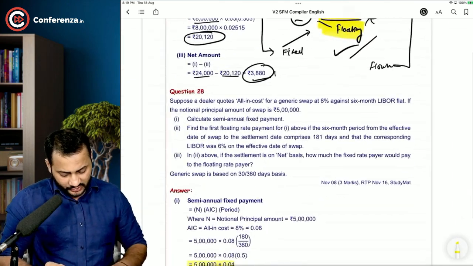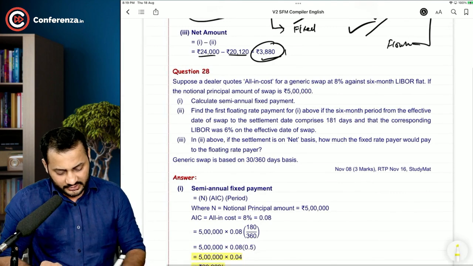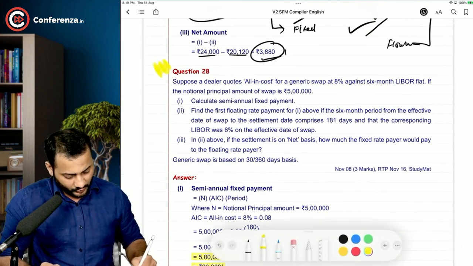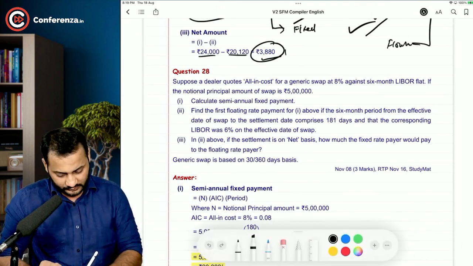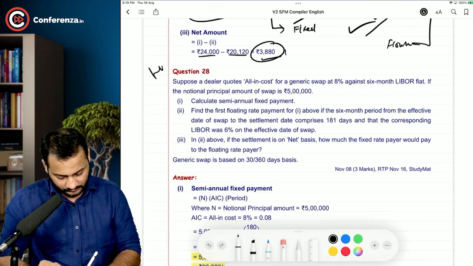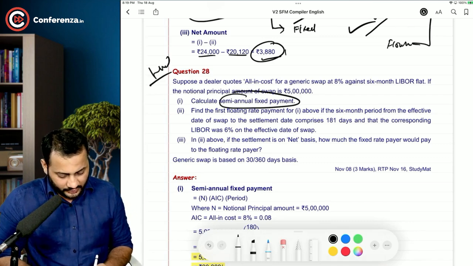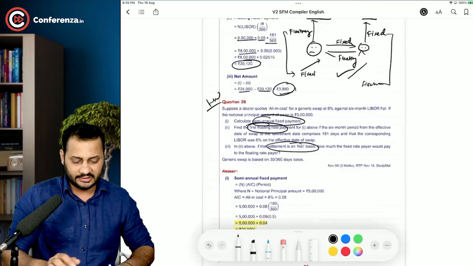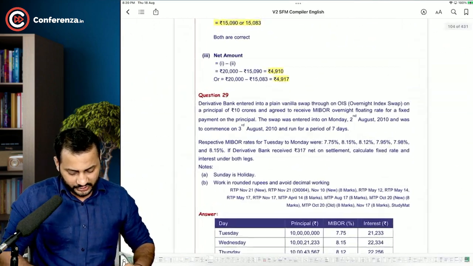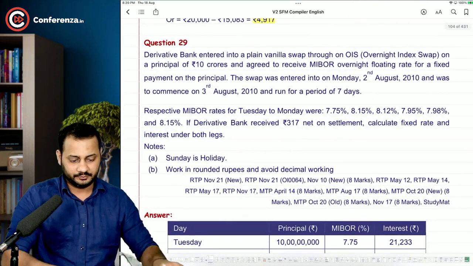Okay, let's focus on the next question. The next question is very much similar to the previous one, so you will take it as homework. Semi-annual, first floating rate payment and then settlement is on net basis. So everything is the same. Now let's shift to question number 29. This is an interesting question.